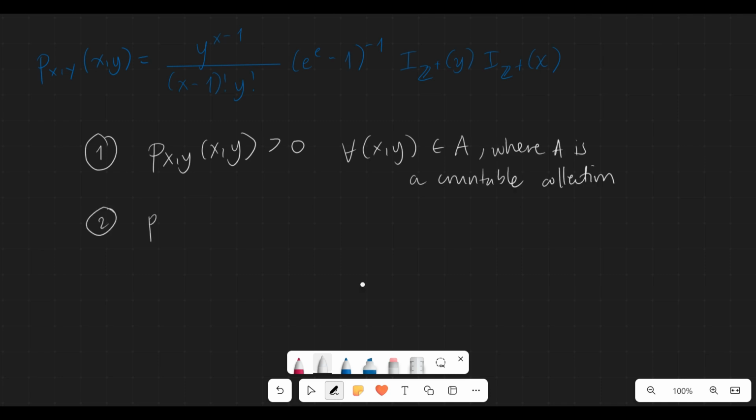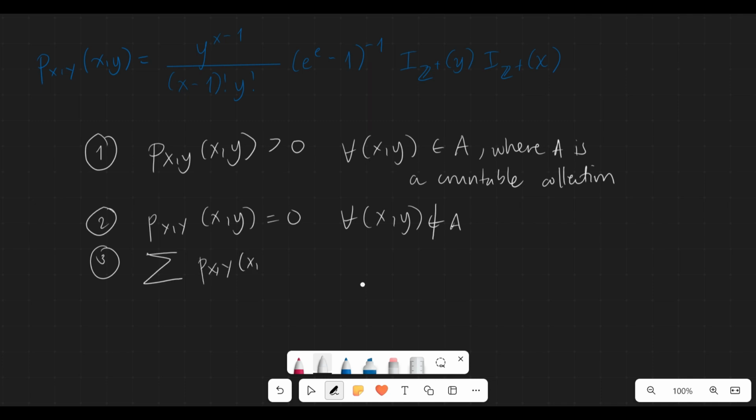Second one, we want to show that for all the points that are not included in our countable collection, the value of the joint PMF must be equal to 0. And the third one, when we sum up the joint PMF of x,y over all small x,y, the sum must be equal to 1. So with that said, let's begin our proof.